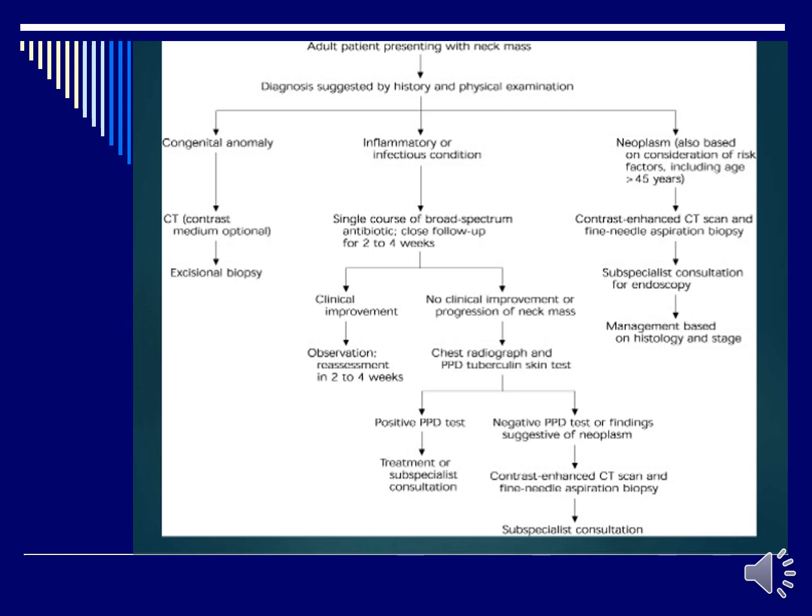Inflammatory condition, if we see inflammatory, we give treatment for two weeks or four weeks with follow up. If there is improvement, we do observation up to 4 weeks, that's all. If no improvement, we move to other investigations like chest X-ray and purified protein derivative tuberculin test to exclude tuberculosis. If positive, we start anti-tuberculosis treatment. If negative, we need follow up, then do contrast to exclude malignancy and so on.